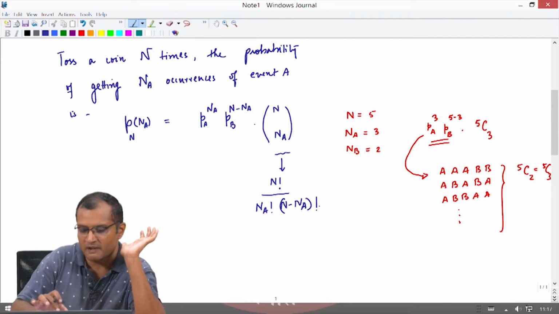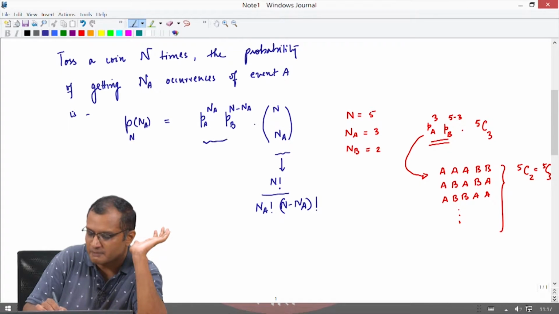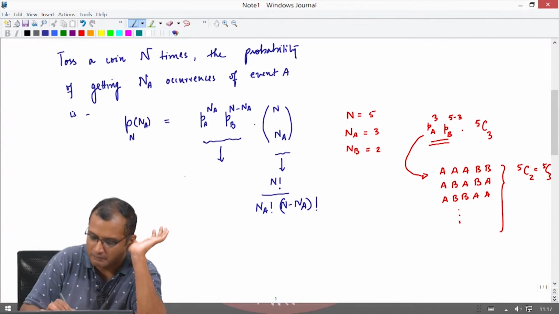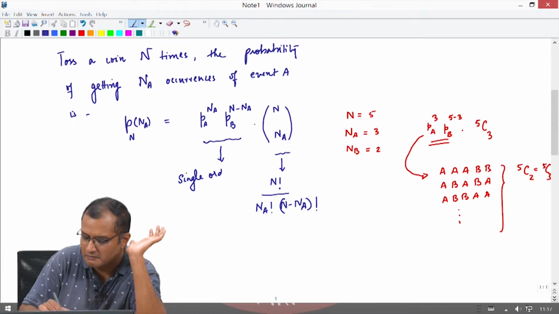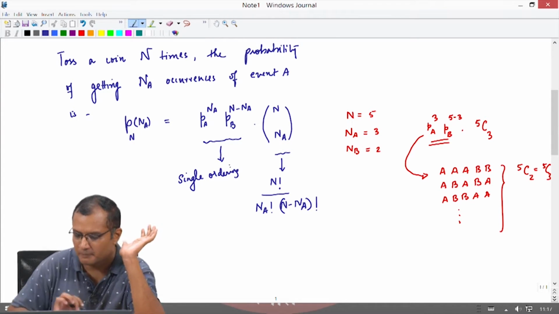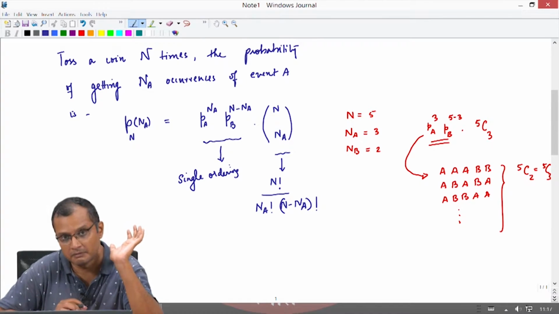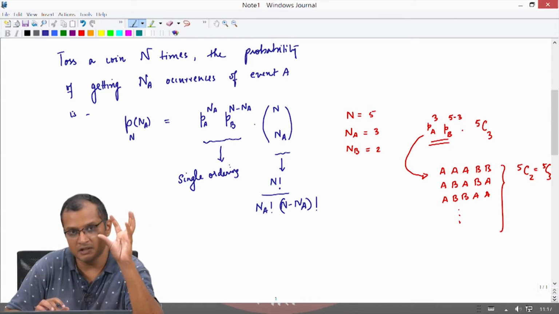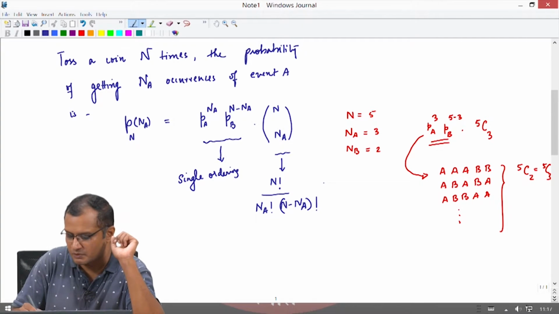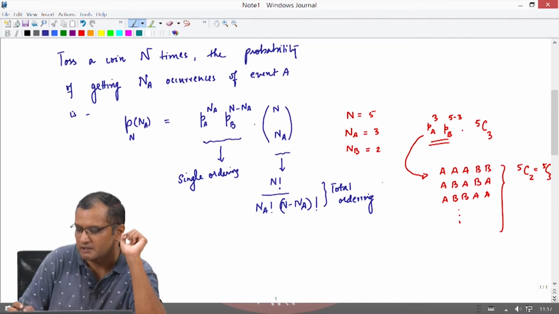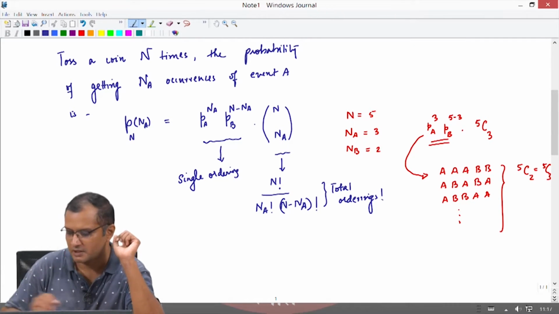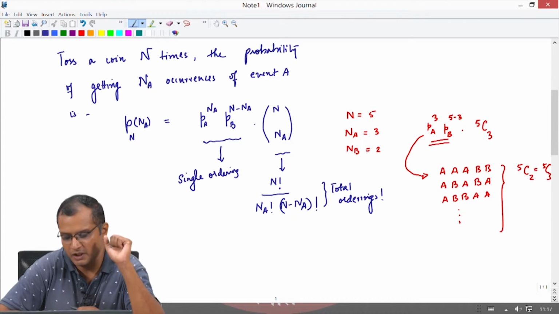Okay. What I have written here as a probability is a probability of a single outcome or a single ordering. Okay. And the multiplication factor here is the total number of orderings you can have for a given number of A outcomes. Okay. So, that is the meaning of binomial probability.